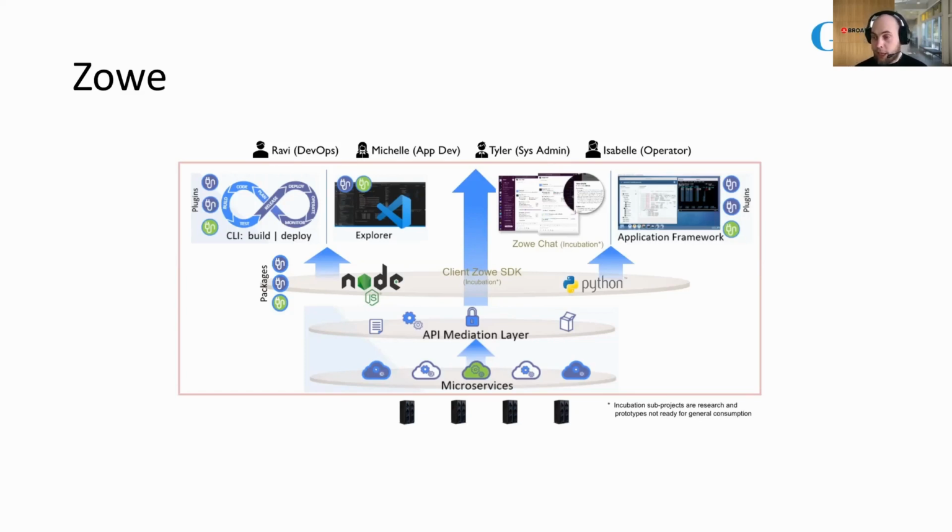As for the client SDKs, we've got a number of them. We've got a very mature Node.js one. We've got a Python SDK that's gradually maturing, and we've got a Kotlin SDK that's more or less matured now, used with Explorer for IntelliJ.